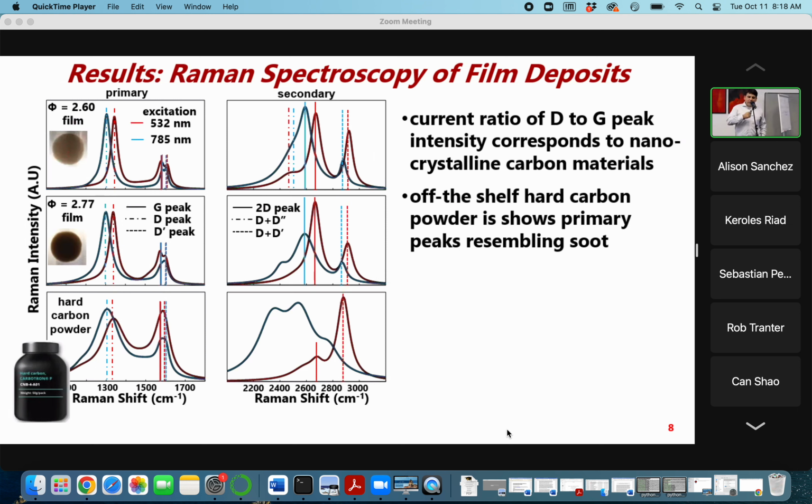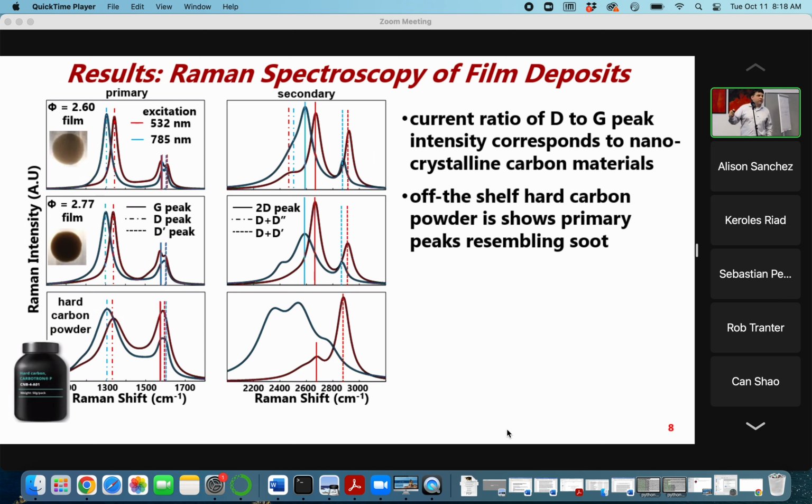So we extracted these particles in these three different ways. Here is the film, Raman spectroscopy on the film, and we also looked at the spectra of off-the-shelf hard carbon. This isn't the exact one, but this is the first Google image that popped up. So this is a store-bought powder. And just from the primary peaks on the Raman spectra, we see that our film looks different than hard carbon.